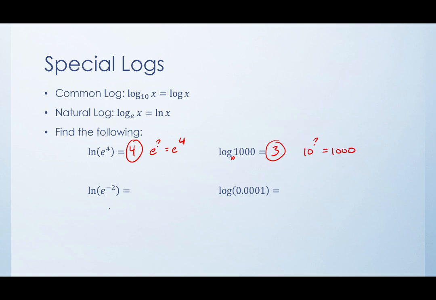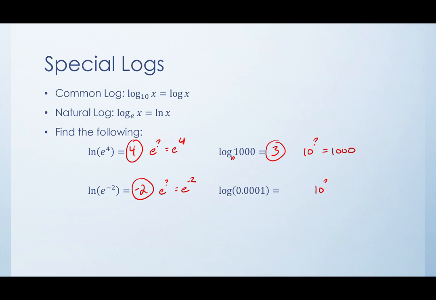What about ln of e to the negative 2? So e to the what equals e to the negative 2. Those are easy, right? If you think of it as rewriting it as an exponential, these become easy.